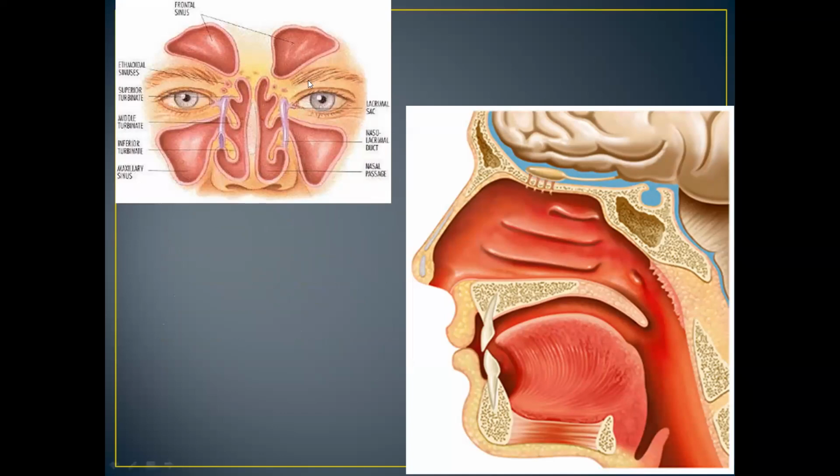Now I'm repeating. This is inferior turbinate, this is middle turbinate, and this is superior turbinate. This space is inferior meatus, this space is middle meatus, this space is superior meatus, and this space is sphenoethmoidal recess. This meatus gives access to nasolacrimal duct. You can see it's coming here. This space gives access to the opening of maxillary sinus, anterior ethmoid cells, and frontal sinus. This space, which is the superior meatus, gives access to the posterior ethmoidal air cells and sphenoid sinus.